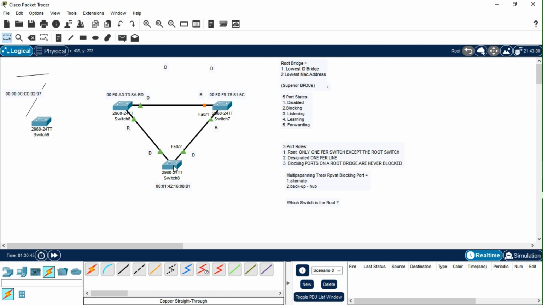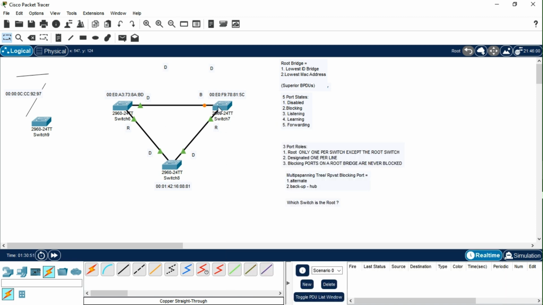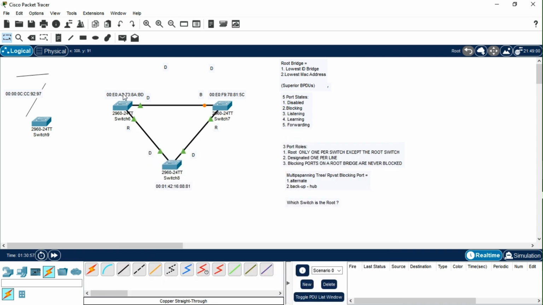Superior BPDUs: compare this switch to this switch. Which of these switches has the superior BPDUs? This switch. This switch has the superior BPDUs because it technically has a lower MAC address. A in the computer realm is lower than F. So let's continue.